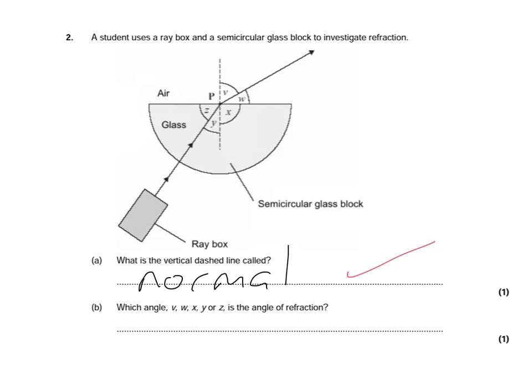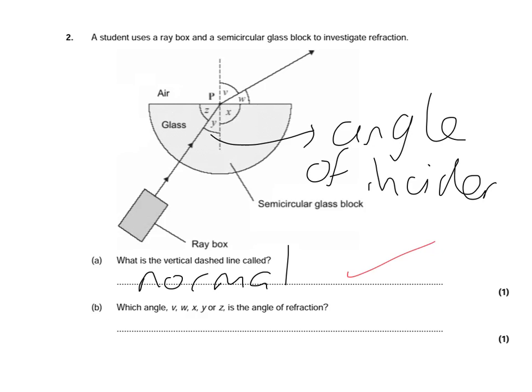Part B says which angle, V, W, X, Y or Z, is the angle of refraction. Now you should always remember that we measure the angle from the normal to the ray line. So obviously, angle Y is the angle of incidence, because that's between the normal and the dash line. You can then see that the refracted ray comes out along here, so angle V is the angle of refraction. And again, no other angle, that's the only one you can have, that's 1 mark.